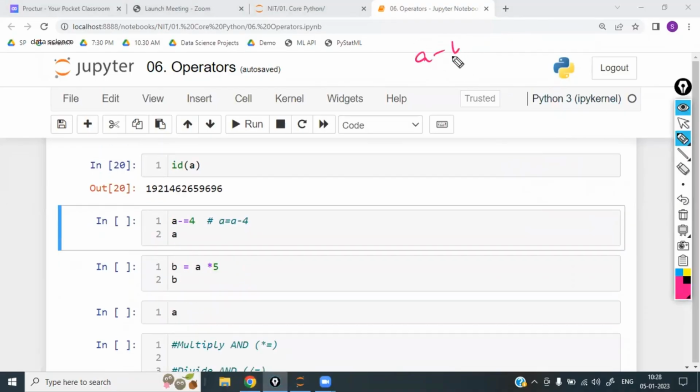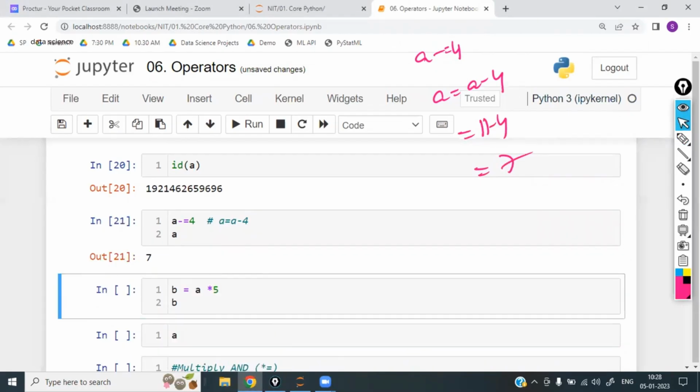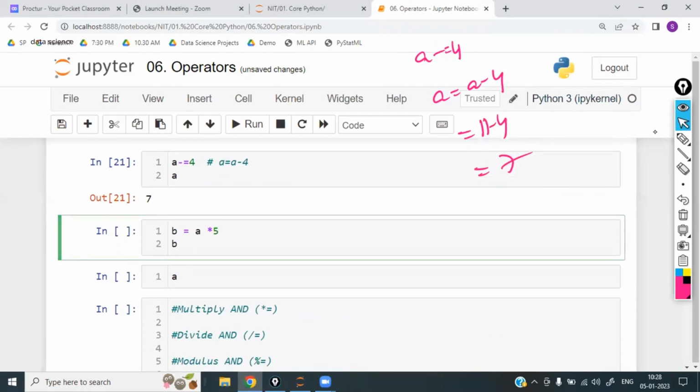Right? So now here a minus equal to 4. That is nothing but a is equal to a minus 4. That is 11 minus 4, which is 7. You are going to get 7. Now b is equal to a into 5. What is the latest value of a? 7. 7 into 5, that is 35. 35 will be assigned to b.